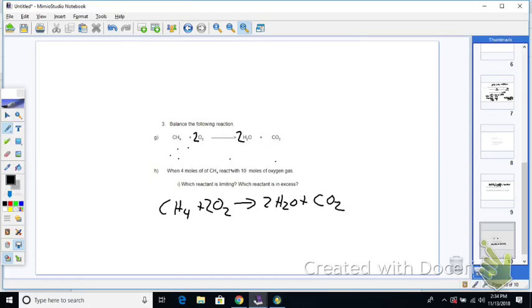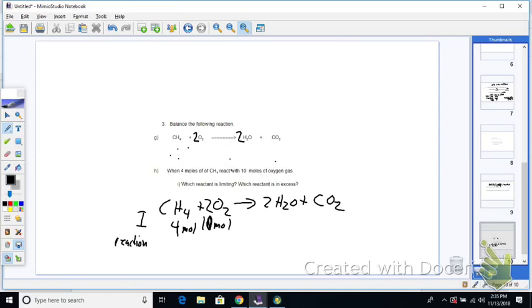Okay? So then my initial amount is 4 moles and 10 moles. Yep. So, how many think that CH4 is limiting, that's going to run out? How many think that O2 is going to run out? Okay, so we're going to go with the majority.